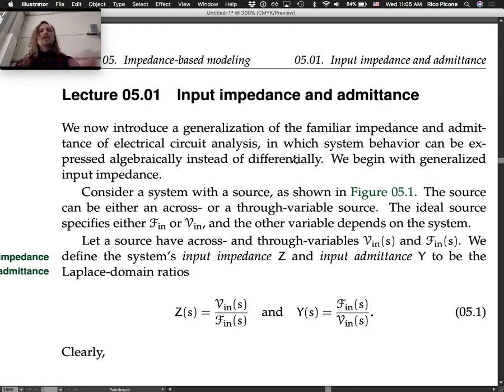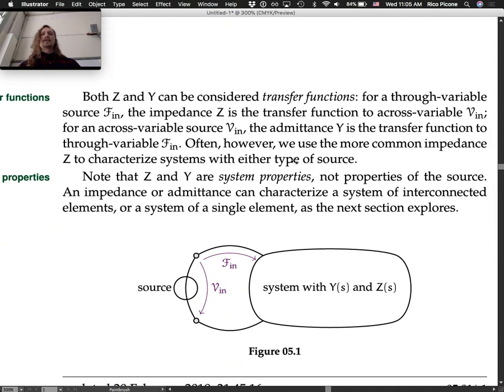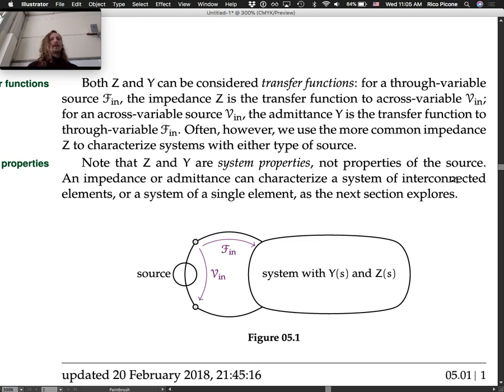So we now introduce a generalization of the familiar impedance and admittance of electrical circuit analysis, in which system behavior can be expressed algebraically instead of differentially. We begin with generalized input impedance, which is kind of the foundation. So consider a system with a source as shown in figure 5.1. Let's take a moment to look at this figure.